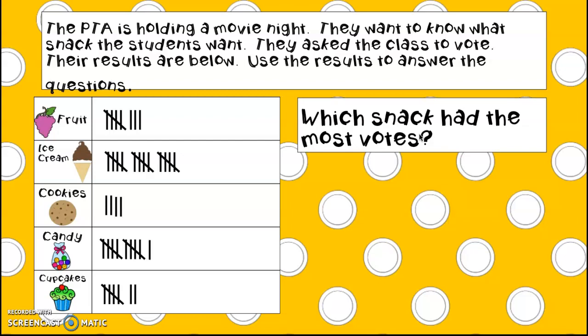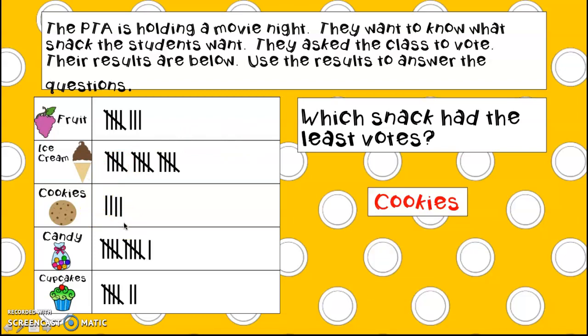Ready for the answer? Ice cream had the most. How many did ice cream have? Good, 15. 5, 10, 15. Which snack had the least votes? Cookies had the least amount. Cookies only had 4 votes.